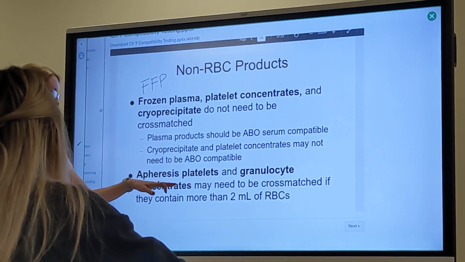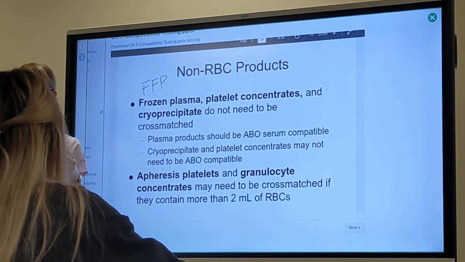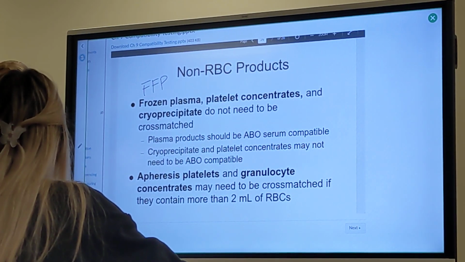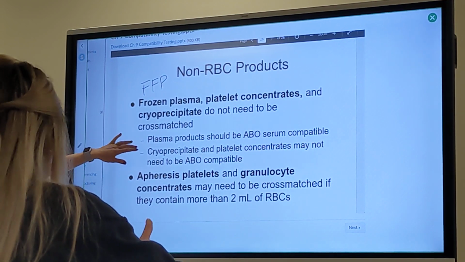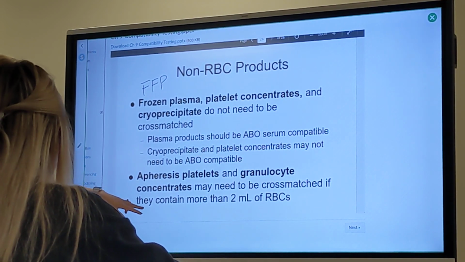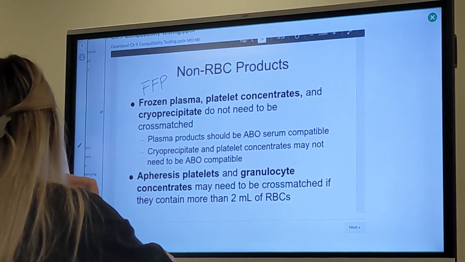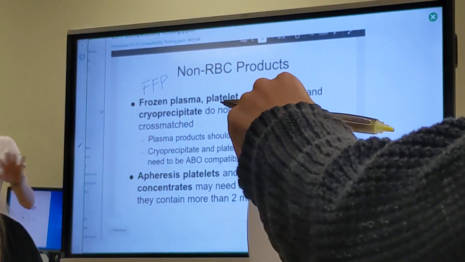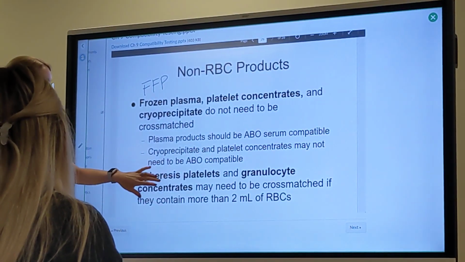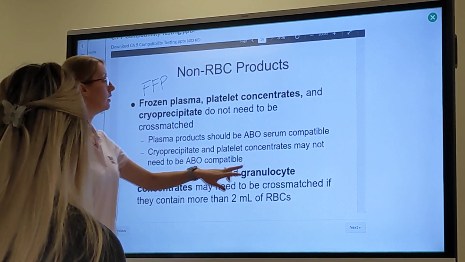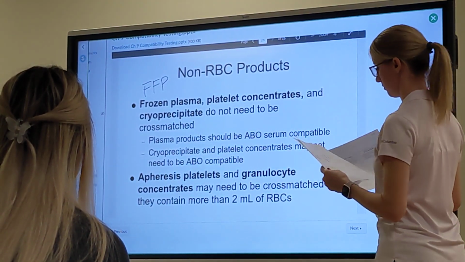So apheresis platelets and granulocyte concentrate, so you can give somebody a white blood cell transfusion if they need granulocytes. We did not do that. Probably really big places do that. They need to be cross-matched if they contain more than 2 mLs of red blood cells. We didn't take platelets that were visibly contaminated with blood, so we didn't have to worry about it. We didn't do any kind of platelet cross-match. That's stuff that they'll do at the blood center. I've never even seen that before.